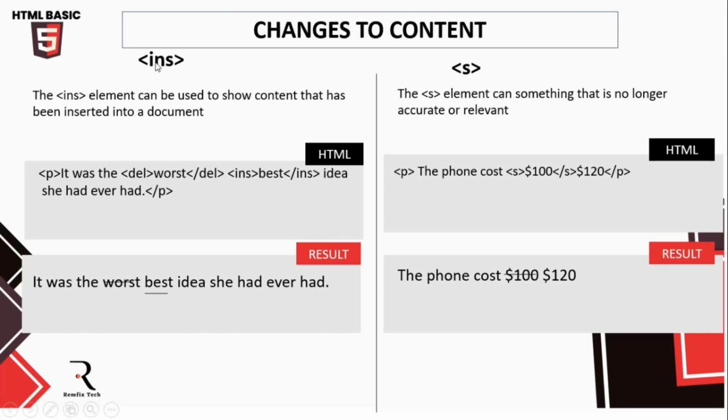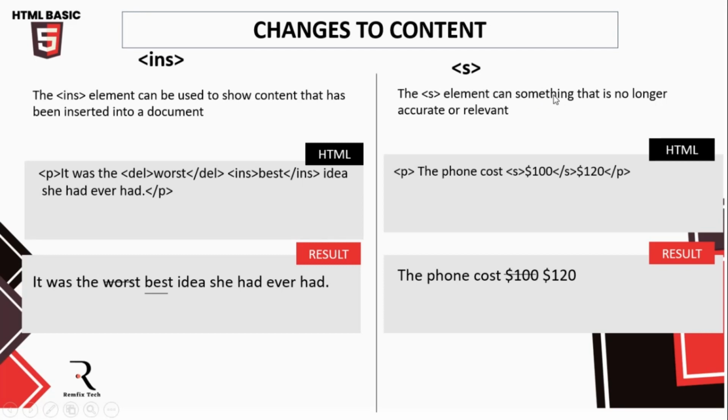So we have the ins, which is a short word for insert. So this ins element can be used to show content that has been inserted into a document. So we have a paragraph here, and also we have another tag which is called delete. So del shows that the first word is deleted. It has an opening tag and a closing tag, and the ins showing me the new word or term that has been inserted, and that's why you see that in my results worst is cancelled and best is highlighted here.